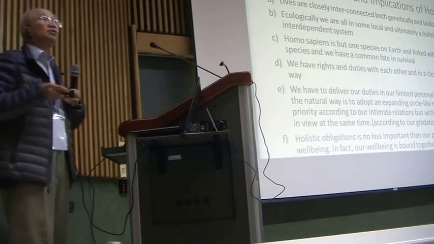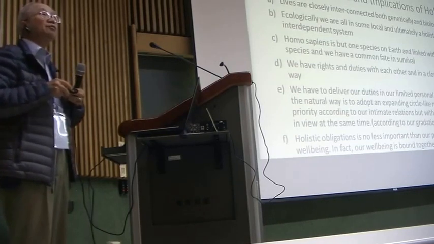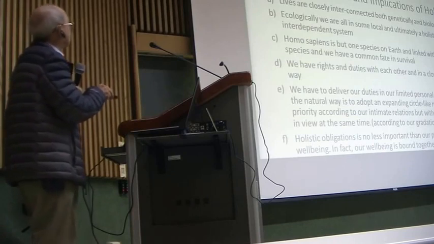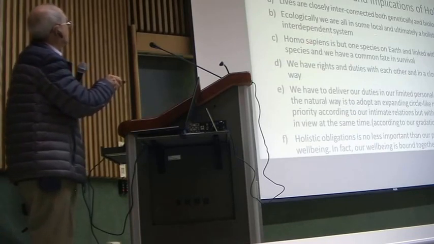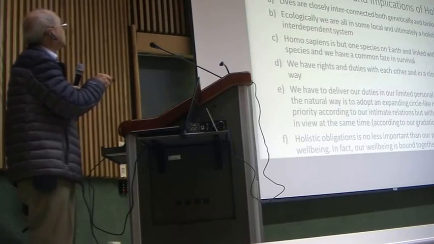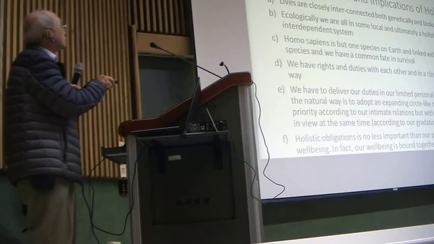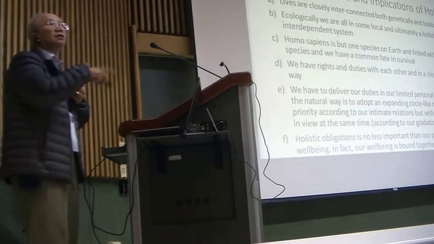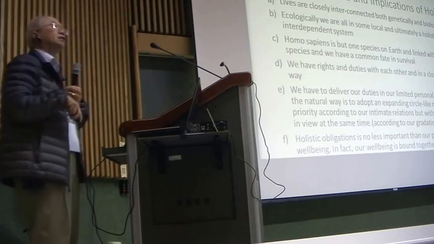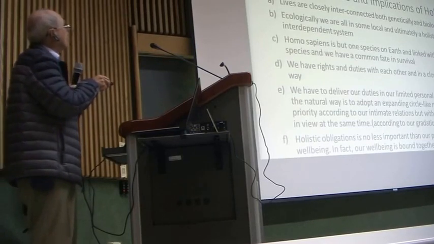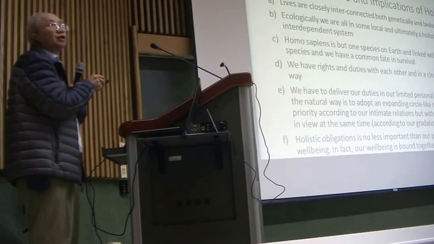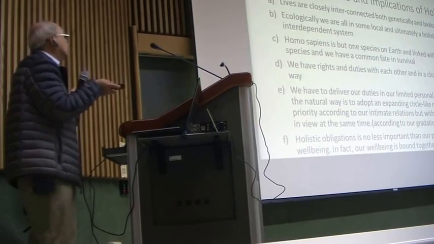So this is also a kind of global thing, not just related to you and me, or to my father and me, or my son. But ecologically, we are all in some local and ultimately holistic interdependence. What I mean is, we are all in some local ecological system we are living around, and we have some effects on the environment. There are, of course, a lot of effects on our well-being. But we ultimately become a holistic, interdependent system. You cannot get away from the well-being of the whole world.